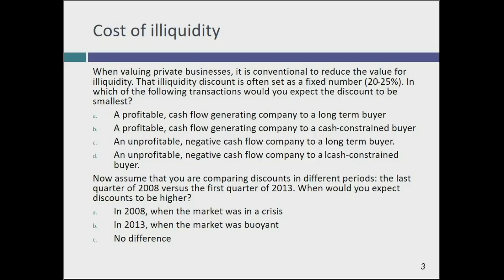So if we come up with a way of estimating discounts, we want it to be a way that varies across time, varies across buyers. But what's the essence of an illiquidity discount? Why do we demand a discount?